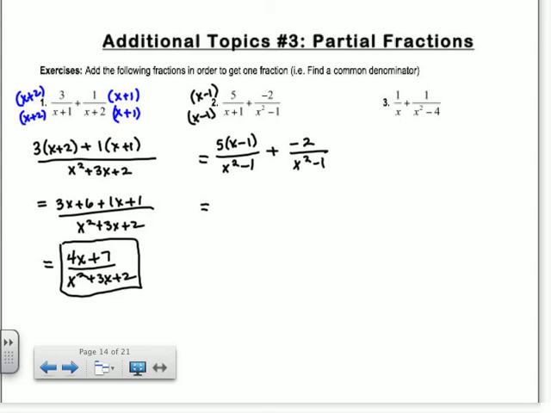So do you see why I just didn't multiply this whole thing by x squared minus 1? Because I didn't need all of that. Just like with fractions, if I had 4 and I had 8, I don't need to make them both 32, right? You just multiply the first one by 2 over 2. All right, so when I do this, I get 5x minus 5 all over x squared minus 1, minus 2 over x squared, so plus a negative 2 times x squared minus 1. So I get 5x minus 7 all over x squared minus 1.